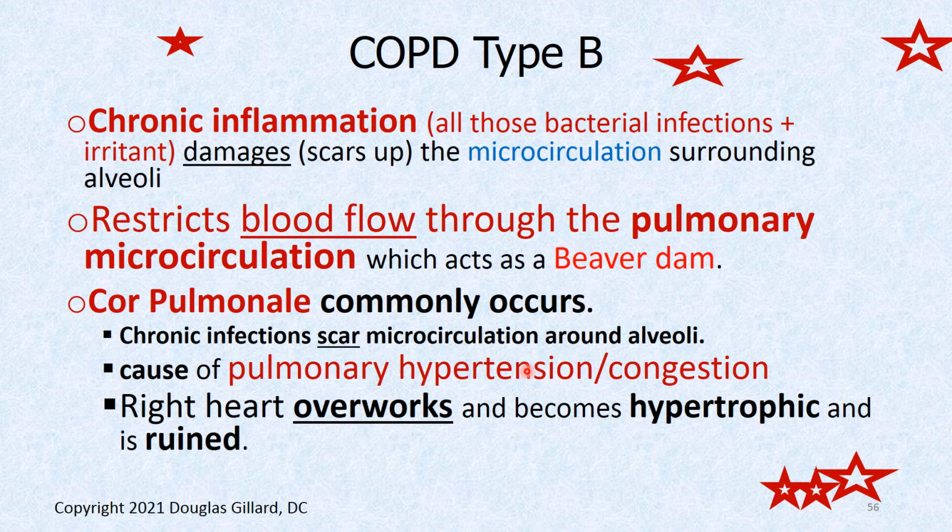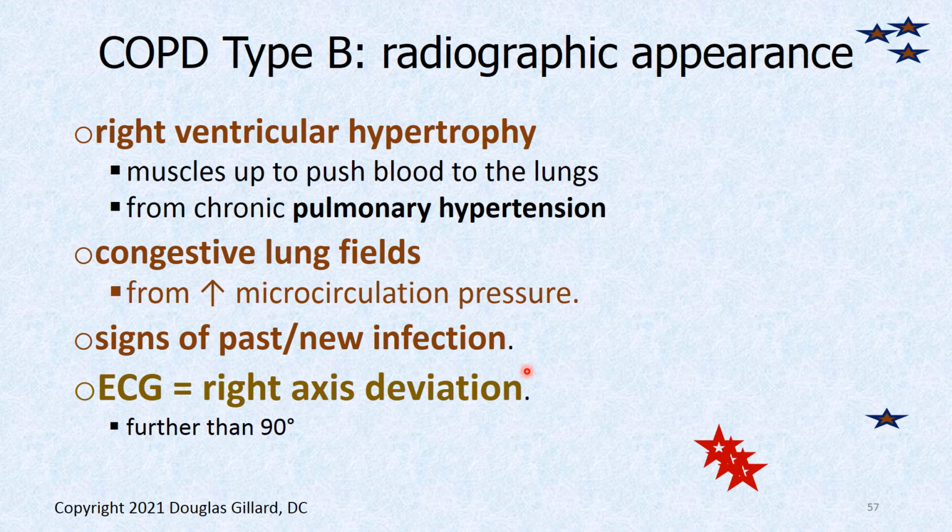It definitely causes pulmonary hypertension, and it wrecks the right side of your heart. It becomes hypertrophic, and then it's so big the muscle just stops working, and then they have a big flabby dilated right heart and it doesn't work, and that's cor pulmonale.